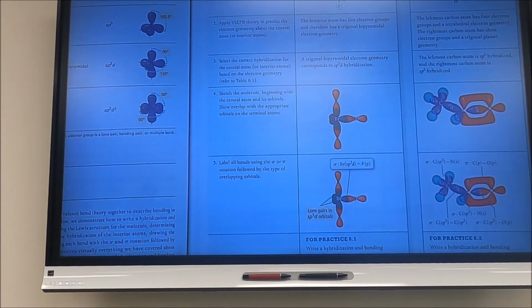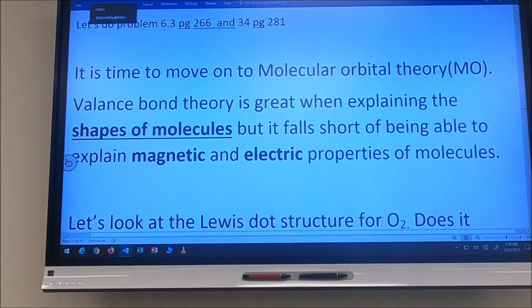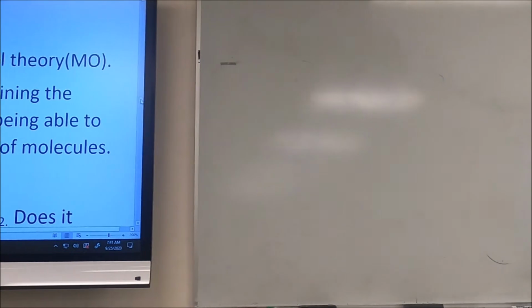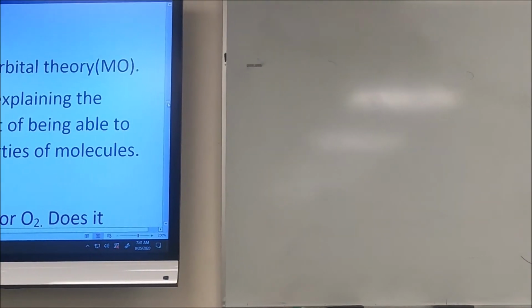All right, now, chapter 6 is a tale of 2 parts. The other part of chapter 6 that we're trying to deal with is a second bonding theory. Valence bond theory is really good at explaining the shapes of molecules. But there were some molecules whose electric and magnetic characteristics could not be explained by the combination of Lewis dot structure, valence bond theory, and VSEPR. And the classic example of this is oxygen.